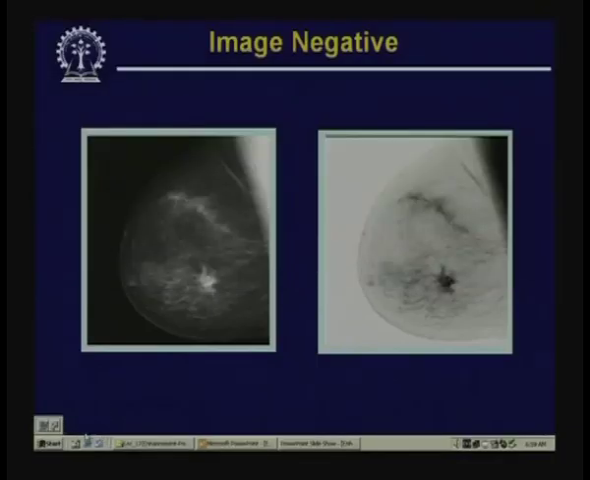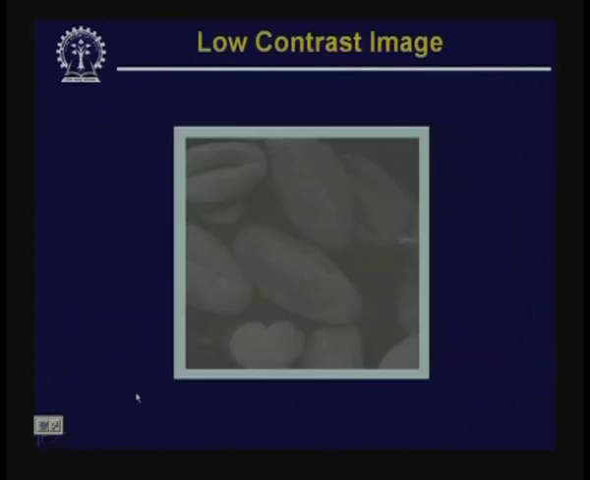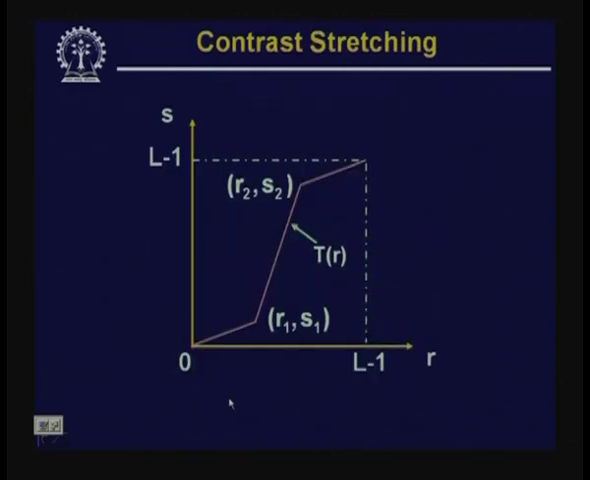Now, let us see what kind of dark image we can have. Here we show an image which is a low contrast image. Obviously, you find that the contrast or the intensity of the image is very poor, and the overall appearance of this particular image is very dark. The purpose of contrast stretching is to process such images so that the dynamic range of the image will be quite high, so that the different details in the objects present in the image will be clearly visible.